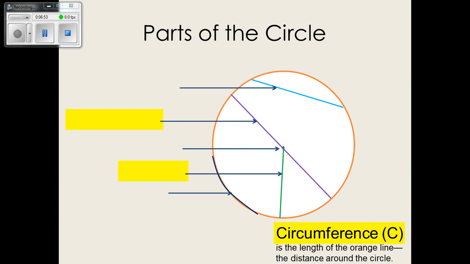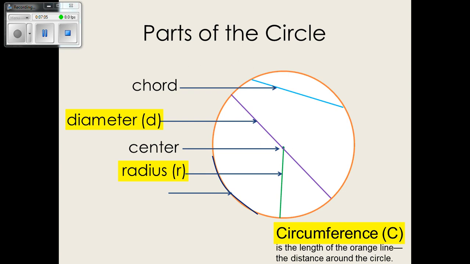So to review the parts of a circle, we have a chord, we have the diameter, which we can represent with the letter D, we have the center, we have the radius, which we can represent with the letter R, we have an arc, which is a piece of the circumference, and then we have the entire circumference, which is the distance around, so this orange line. And we usually use the capital letter C for circumference. And the reason these three are highlighted and given letters is because these three are in our equations that we'll be using.